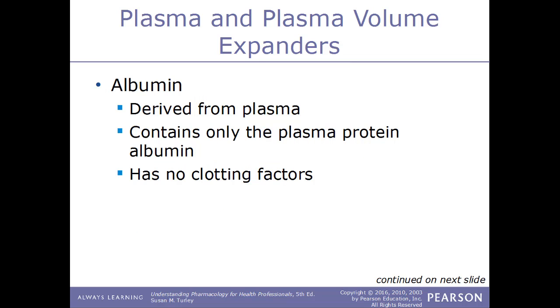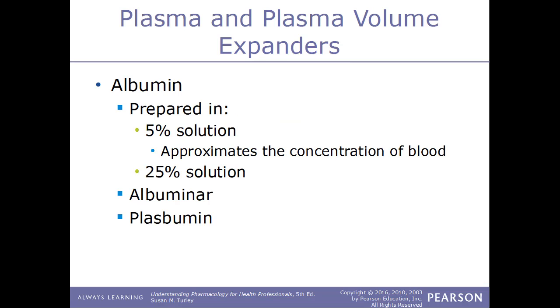A product that's found in plasma is albumin. Albumin is derived from plasma. This contains only the plasma protein albumin, and it will not contain any clotting factors. Albumin is prepared in either a 5% solution or a 25% solution. The 5% solution approximates the concentration that is found within blood. Some examples of this kind of fluid that could be given to a patient are Albuminar or Plasbumin.